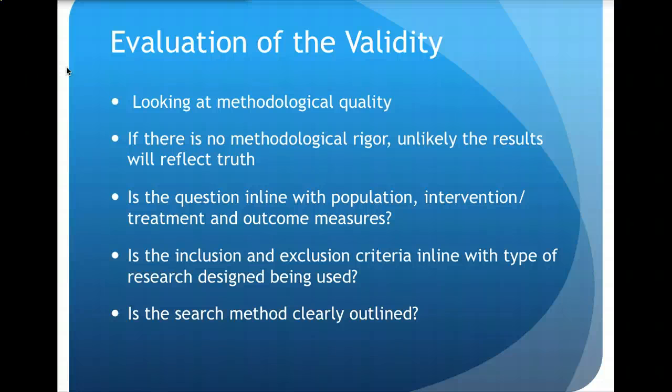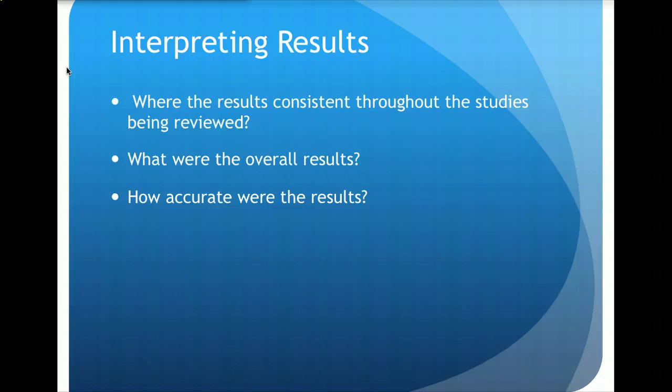And is the research method clearly outlined? Can I understand it? Can I follow it? What is the search method for this systematic review? Or again, if you're the one completing the systematic review, then you need to clearly define what search method was used. When you're interpreting results, you're looking at a few things.